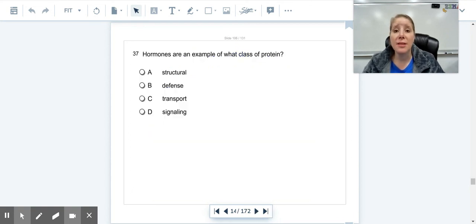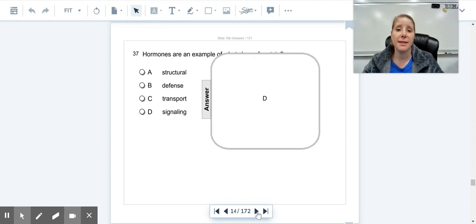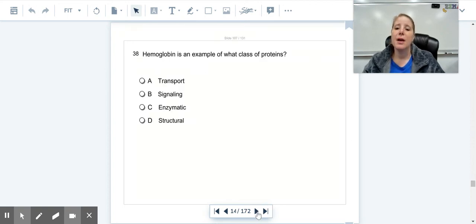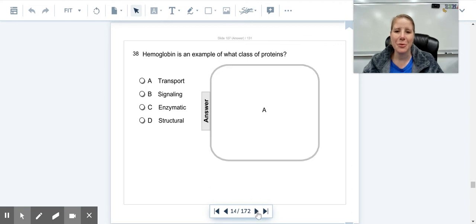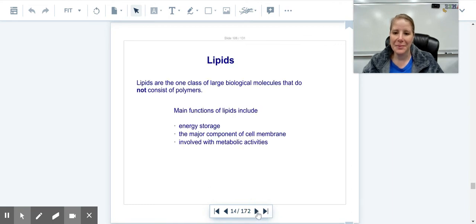So, hormones are an example of what class of proteins? Structural, defense, transport, or signaling? Did you say signaling? Good. Hemoglobin is an example of what class of proteins? Transport, signaling, enzymatic, or structural? Did you say transport? Good.